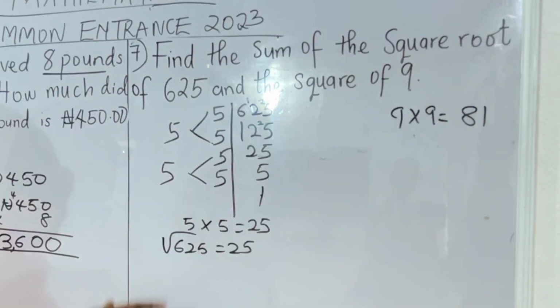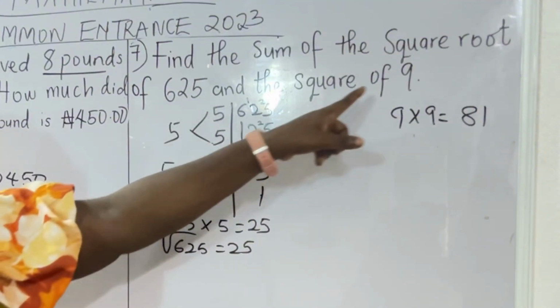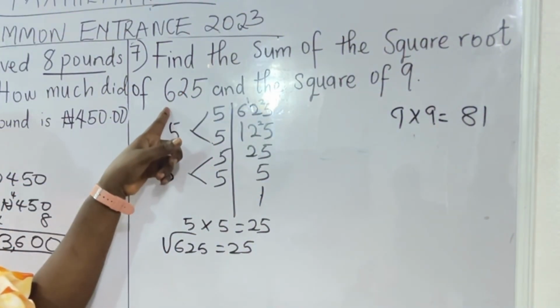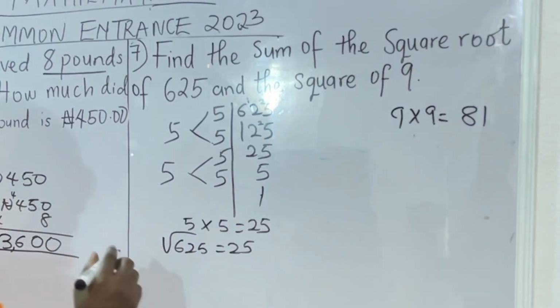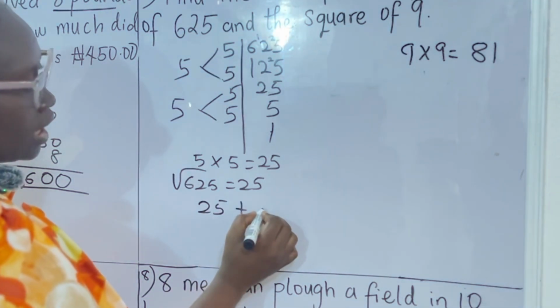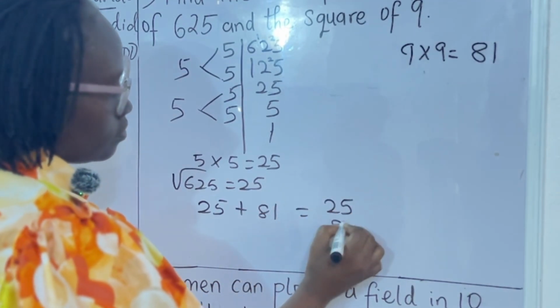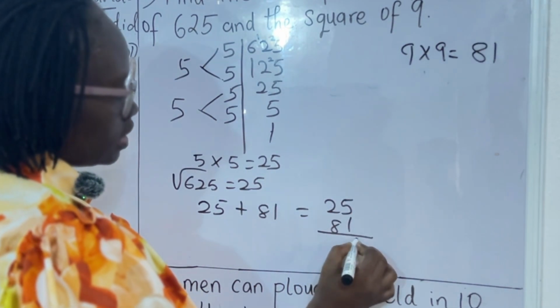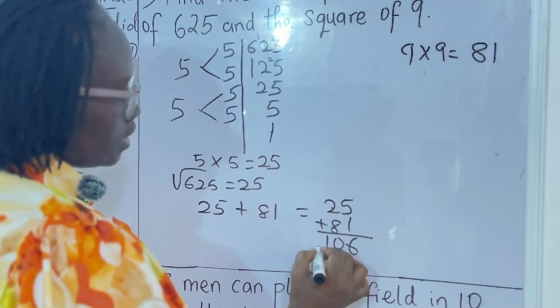Having found the square of 9, the next is to find the sum of the square root of 625 and the square of 9. So we have to add. Sum means add. So we have 25 plus 81. Okay? 5 plus 1 is 6. 2 plus 8 is 10.